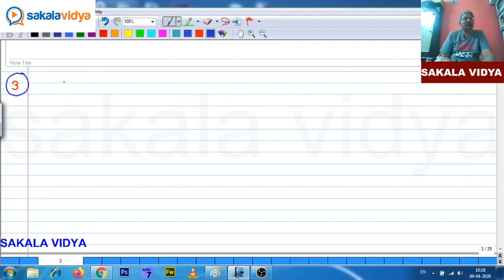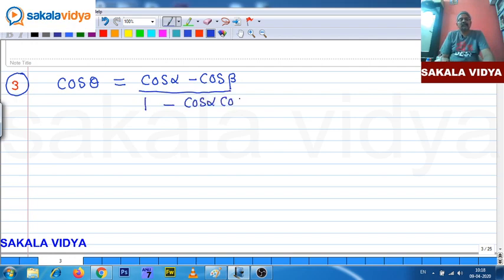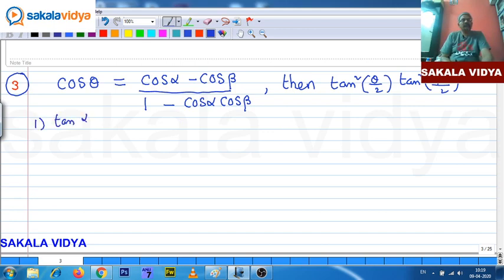Question number 3: cos theta equals (cos alpha minus cos beta) upon (1 minus cos alpha into cos beta). Then tan square theta/2 into tan square beta/2 equals? First option is tan of alpha/2. Second option is tan square alpha/2.